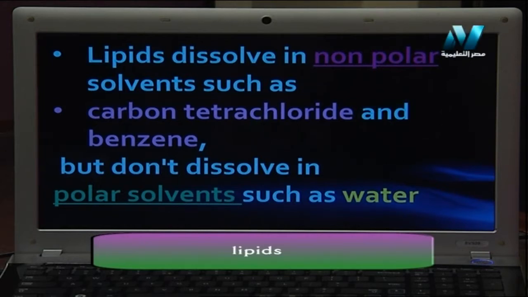Let's discuss that together. Lipids، احنا المفهوم الدارج للليبيد يا ولادي هي معناها الدهون. الليبيد دي لما نيجي نشوفها doesn't dissolve in water. الووتر بنسميها polar solvent. يبقى هنا الليبيد don't dissolve in polar solvents such as water. طب بتدوب في ايه بقى؟ dissolve in non-polar solvent.